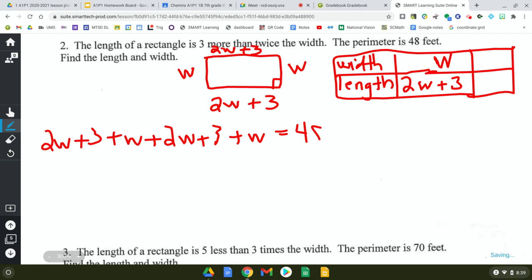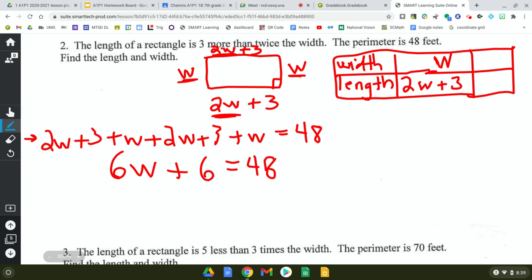equals 48. Or I could add 2W plus W is 3W plus 2W is 5W plus another W is 6W plus 3 plus 3 is 6 equals 48. If I had simplified this expression up here, I would end up with 6W plus 6 equals 48. So you can do your adding right on the rectangle, or you can do your adding in the equation.